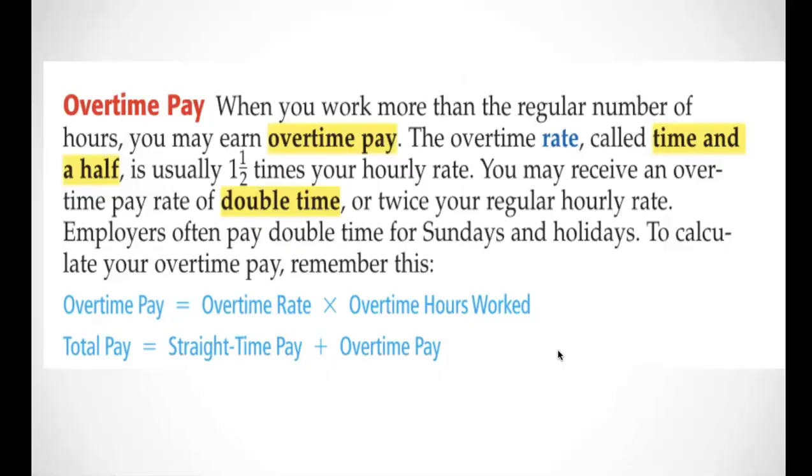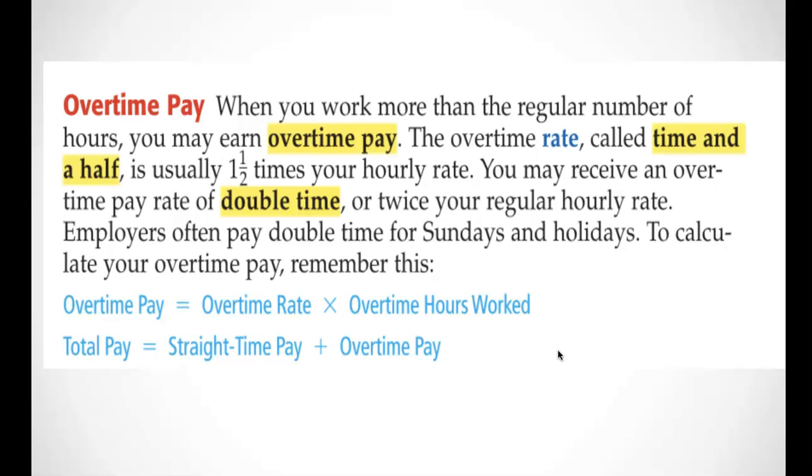Okay, when you work more than the regular number of hours, you may earn overtime pay. The overtime rate is called time and a half. It usually is 1.5 times your hourly rate. You may receive an overtime pay rate of double time or twice your regular hourly rate. Employers often pay double time for Saturdays and holidays.